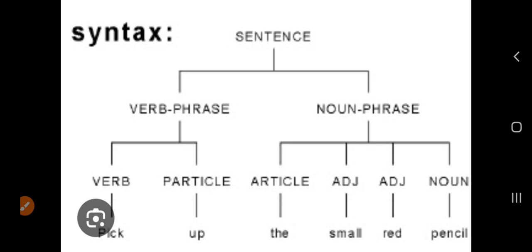So up cannot be defined as a preposition. So that is just a particle. This way you have to divide. The verb you have to drop, and then the particle is up.